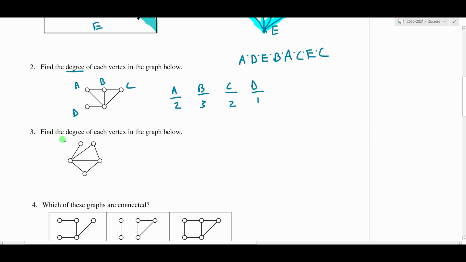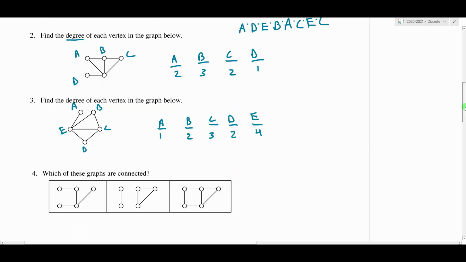All right, number 3 is much the same thing, right? So again, I would start by labeling your vertices. So we got A, B, C, D, and E, so we got 5 vertices. There we go. And we look at vertex A, right? It's only got 1 edge connected to it, so it's got a degree of 1. B has 2. C has 3, so 1, 2, 3. D has 2. And then E has 1, 2, 3, 4. There we go. All right, let's keep going.